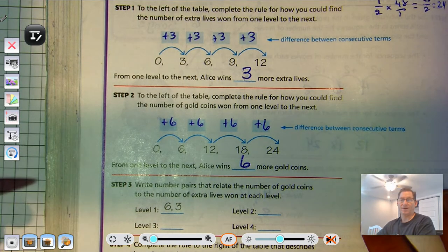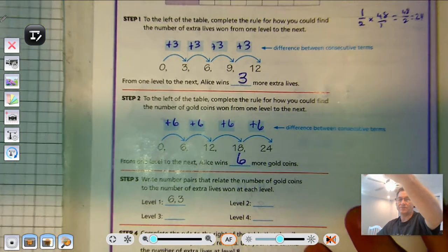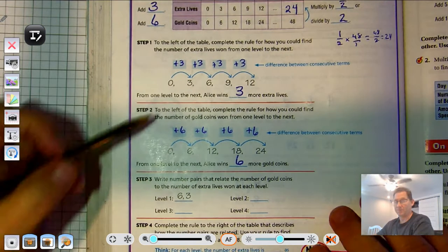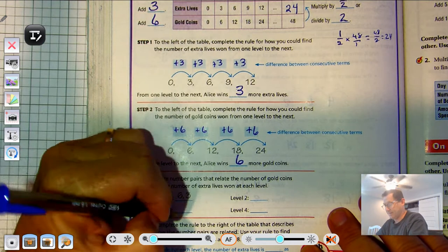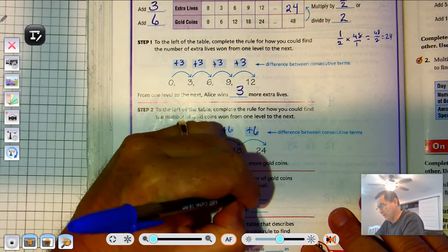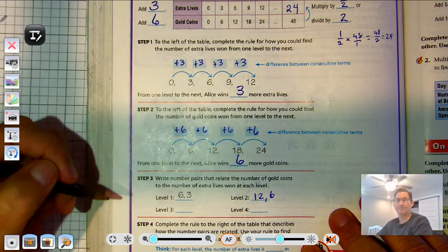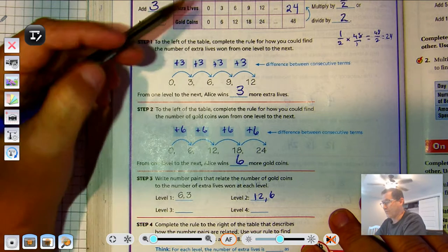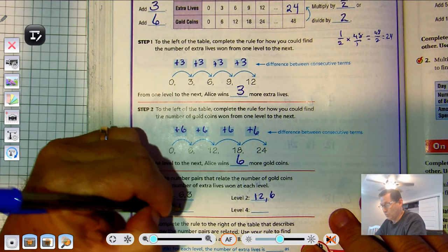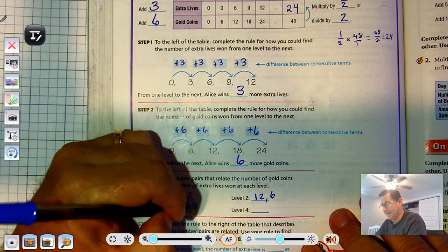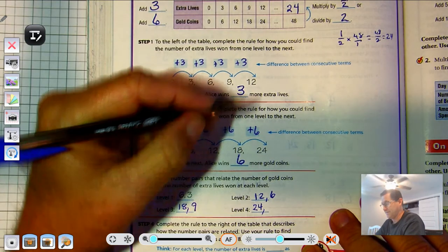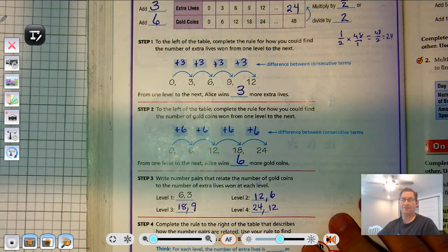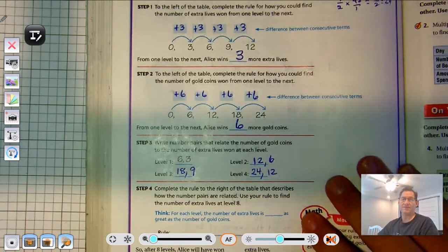So now write the number of pairs that relate the number of gold coins to the number of extra lives. Now be careful on this one. So it says gold coins, extra lives. So 6, 3. In level 2, she would have 12 gold coins and 6 extra lives. At level 3, she'd have 18 gold coins to 9 extra lives. And at level 4, she'd have 24 gold coins to 12 extra lives. And then we can complete it, okay?